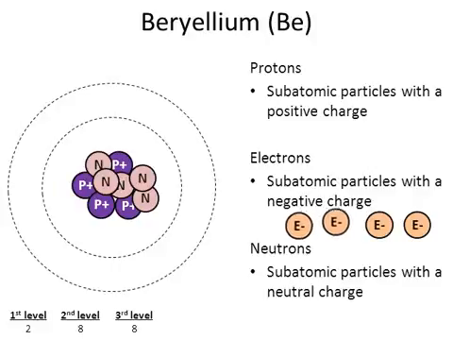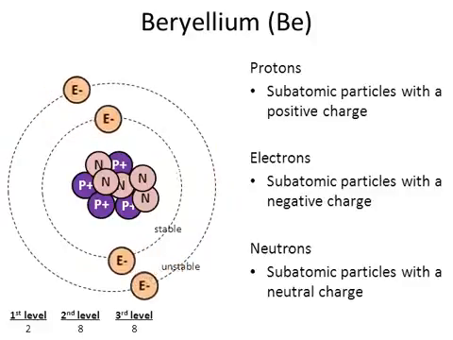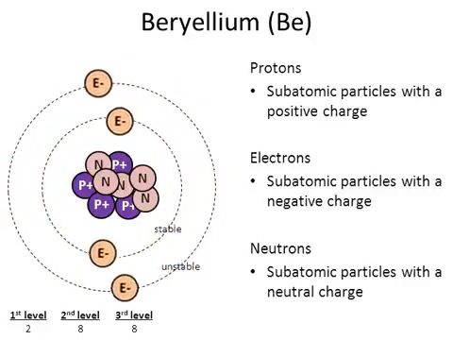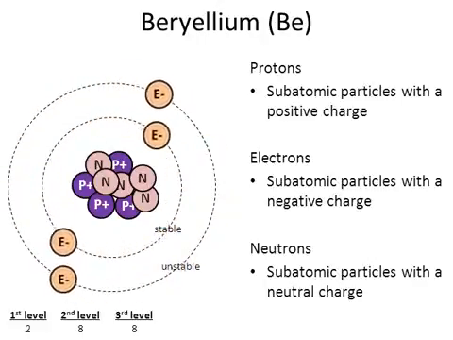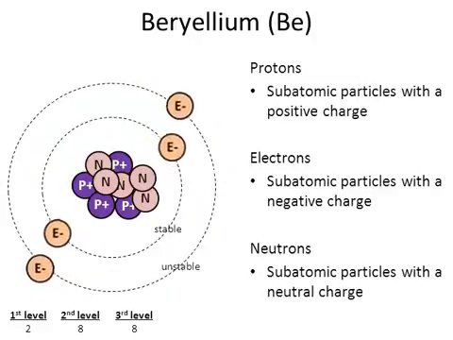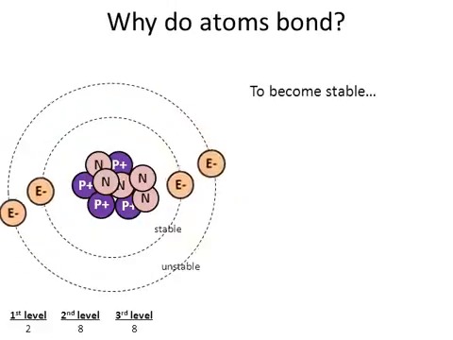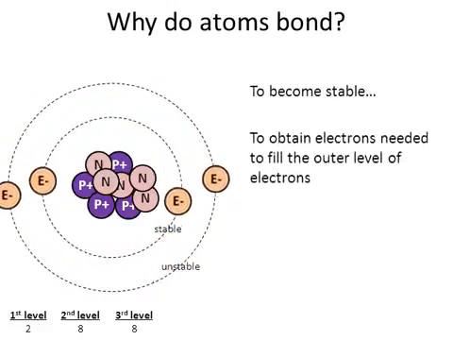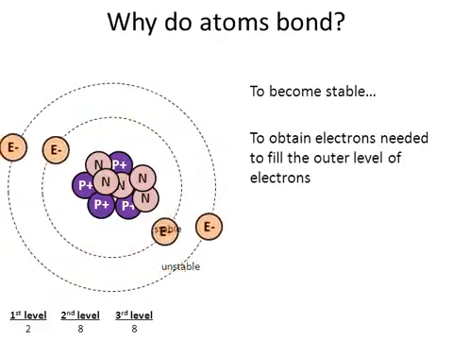So let me put 2 electrons in the first level of beryllium, and the electrons kind of orbit the nucleus. And so now the first level is filled. It's what we call stable. Well, the other 2 electrons have to go in the second level. And here's the problem with beryllium. It's unstable, because the second level is not filled. The second level can carry 8 electrons, but there's only 2. That makes it unstable. So why do atoms bond with one another? Well, they bond with one another to become stable. And what that means is that they are trying to obtain more electrons so they can fill their levels.